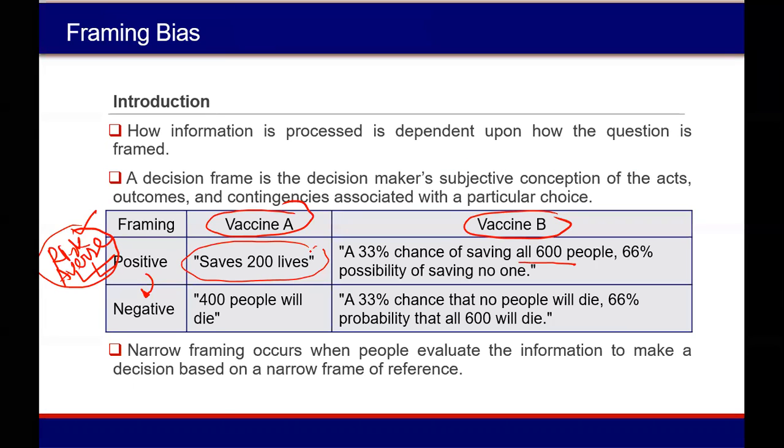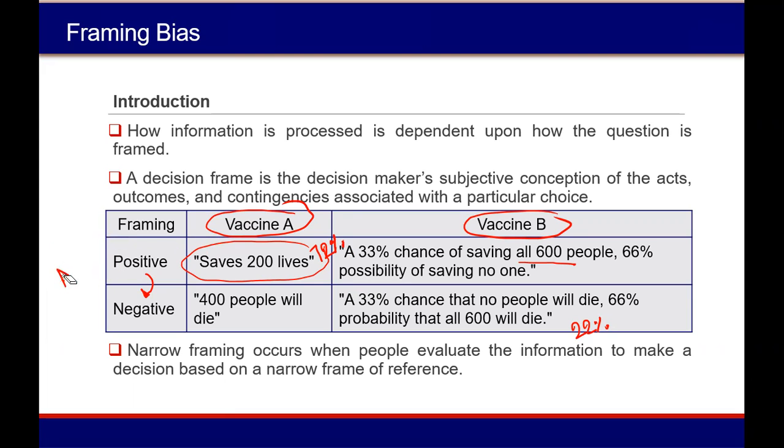So in this case, 72% of people responded in favor of B. Here it has been found that only 22% supported this. But are not these two statements exactly the same, just the opposite sides of a flipped coin? Yes, sir. They are exactly the same, vaccine A and vaccine B, but the way of framing the questions is different.